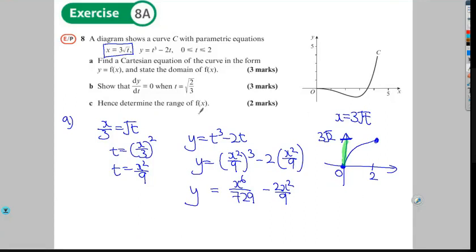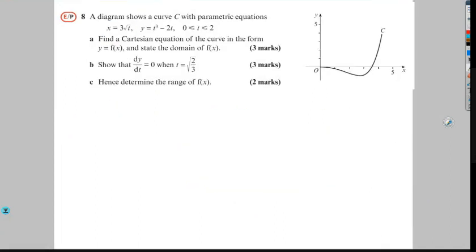So you might ask here a question: do I just substitute the endpoints of the intervals into both x and y to find the domain and the range? The answer is no, and we can show it by looking at part B. Let's take a look.